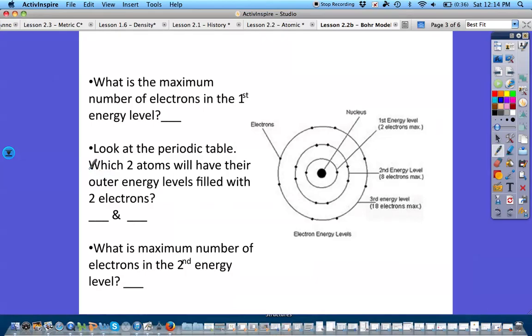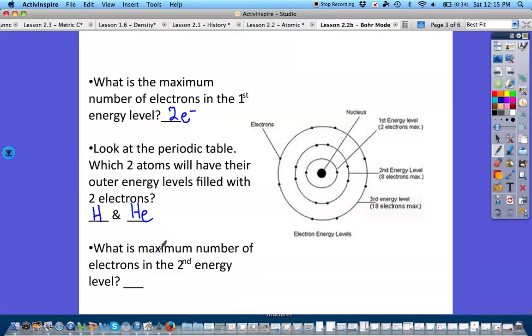So what is the maximum number of electrons in the first energy level? The first energy level has 2 electrons, maximum. And if you look at your periodic table in the first row, you have hydrogen and helium. So those are the 2 atoms that, if they had a full outer energy level, they would only have 2.